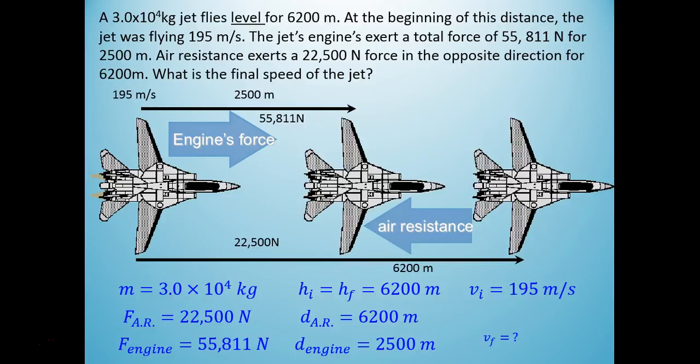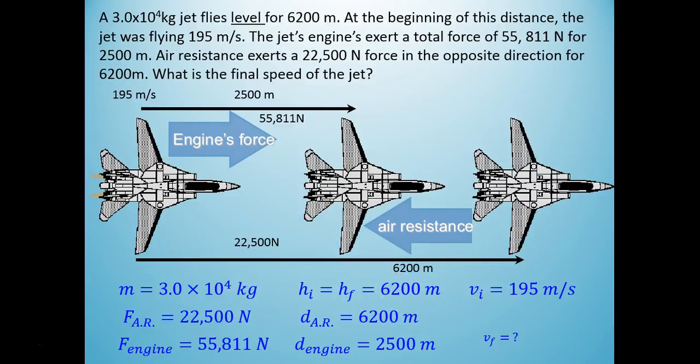We have the mass of the jet, initial and final height, which turn out not to matter. In fact, the initial and final height are anything we want. This could say anything. I could put 0 right here. In fact, there's really nothing to indicate that it actually is at 6,200 meters. I just picked that number because that's also the distance the jet flies, but I could have picked any number.